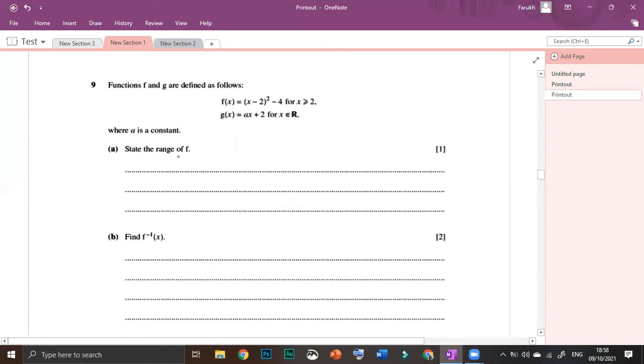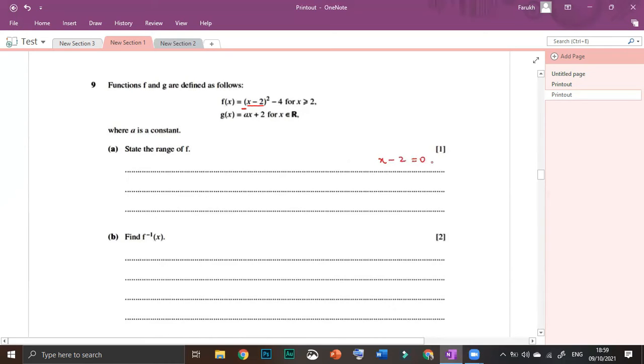Whenever we want to write down the domain or the range of any given equation, we should draw the curve for that equation. This one is a quadratic curve. You can see that the coefficient of x square is positive, so this one is a smiley. Put the expression inside the square equal to 0 to get the line of symmetry.